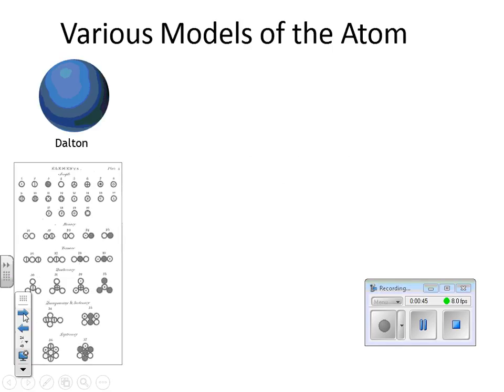So first of all, remember that we started off with Dalton, and Dalton was using much of his own work as well as works of others to come up with the fact that when elements combine, they combine in simple whole number ratios. And he developed his theory of the atom, which says atoms are indivisible and there's nothing smaller than an atom. And he was a big contributor with his law of definite proportions.